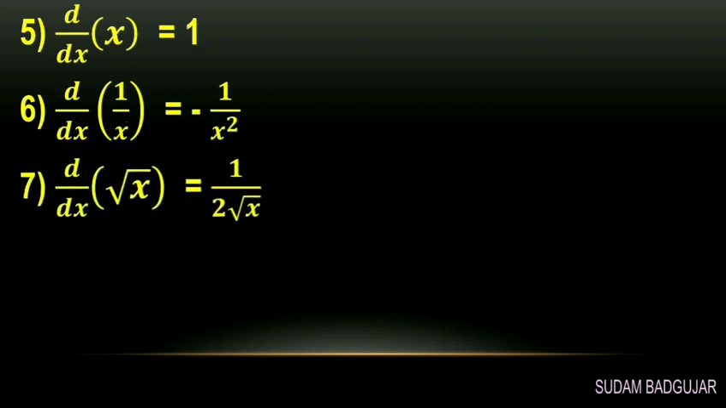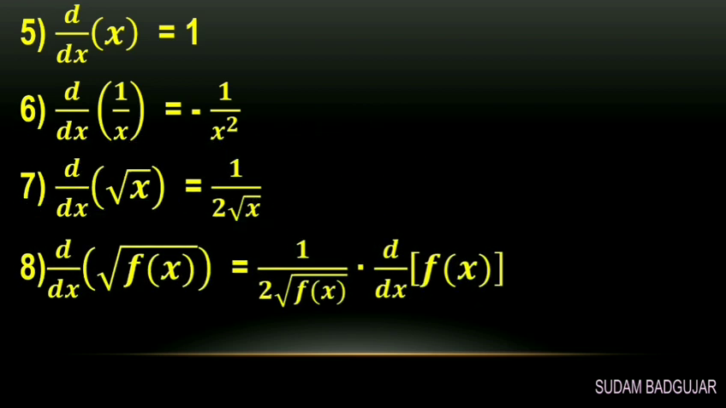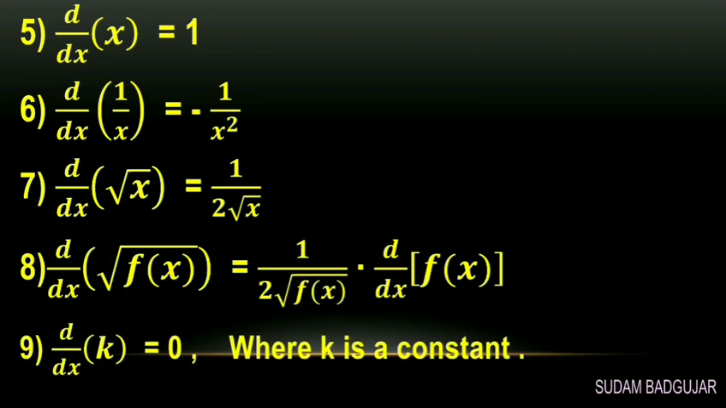Formula number 7, derivative of under root x is equal to 1 upon 2 into under root x. In general form, derivative of under root of f of x. See, in formula number 8, instead of x, I use f of x. f of x is any function, maybe trigonometric function, maybe logarithmic, any type. So its formula is 1 upon 2 into under root f of x as it is into derivative of inside function, that is f of x. Now formula number 9, derivative of k is equal to 0, where k is a constant number, means any number, that is derivative of any number is 0.